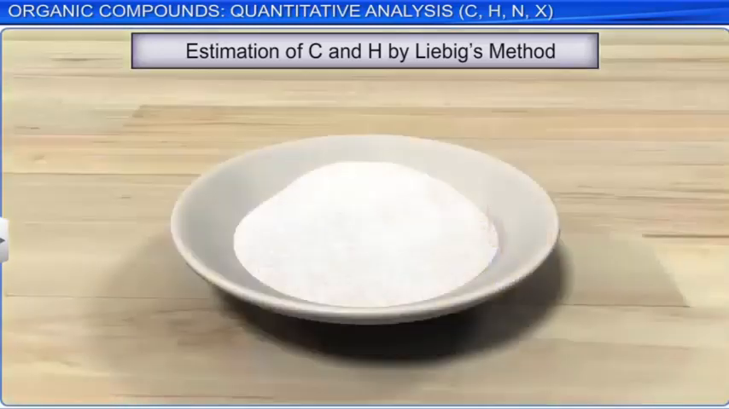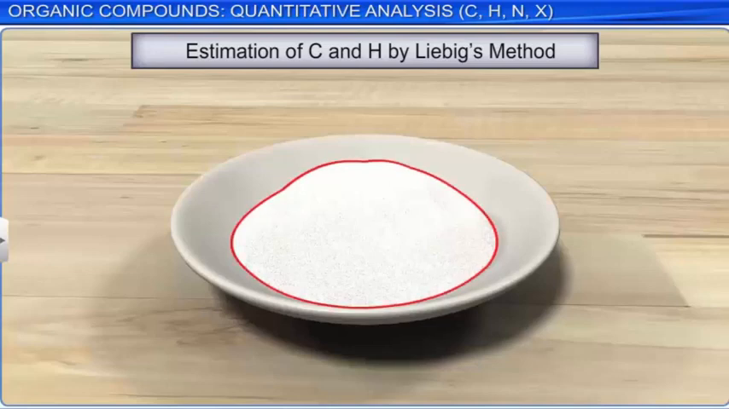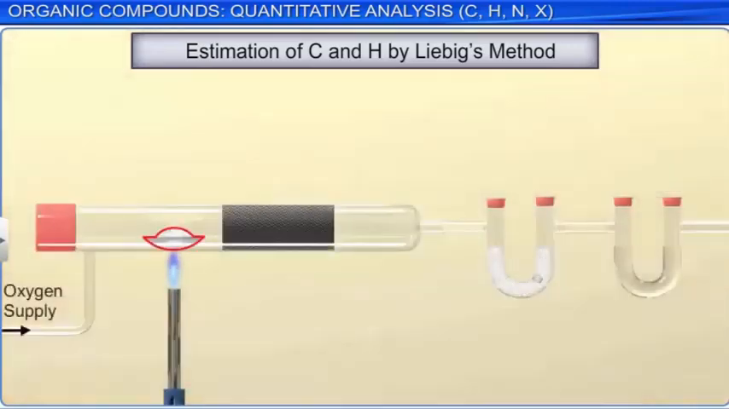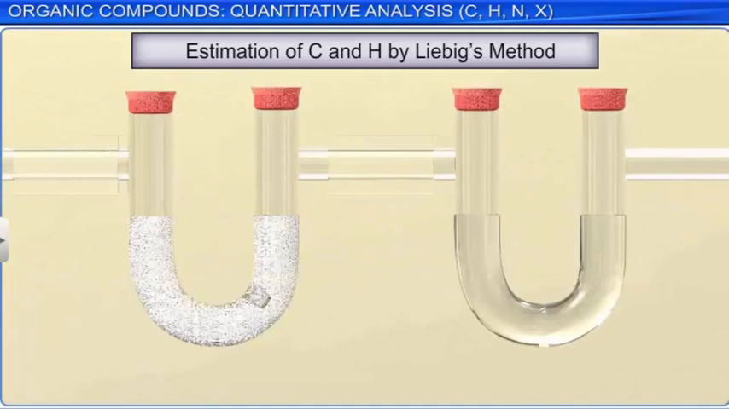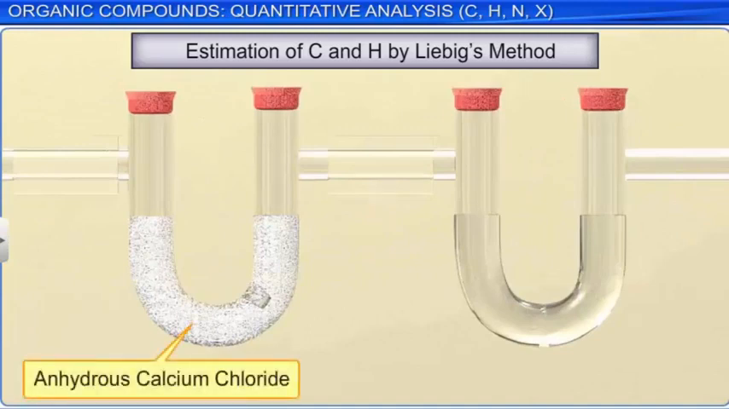In this method, a known quantity of the organic compound is placed in the platinum or porcelain boat. The boat is placed in the glass combustion tube packed with copper-2 oxide pellets. One end of the combustion tube is connected to the oxygen supply, and the other side is connected to the two U-shaped absorption tubes. One of the absorption tubes contains anhydrous calcium chloride, while the other contains concentrated potassium hydroxide solution.